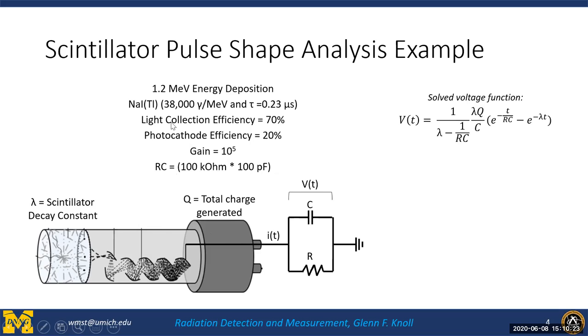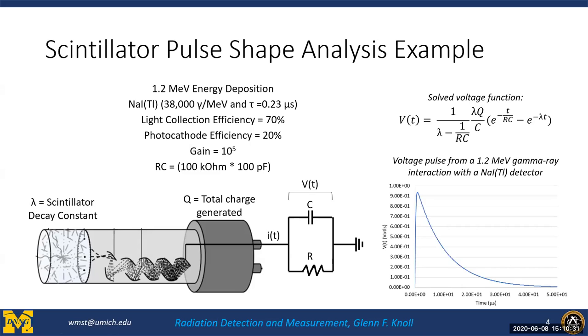So we can take all of these values, plug them into our equation, and solve it as a function of time. And we'll see something like this, where we get that rising edge of the pulse, and we'll talk about this more, and we also get this falling edge of the pulse. But this is a simplified model for our detector response given this type of photomultiplier tube that has this approximate RC circuit for this energy gamma ray.